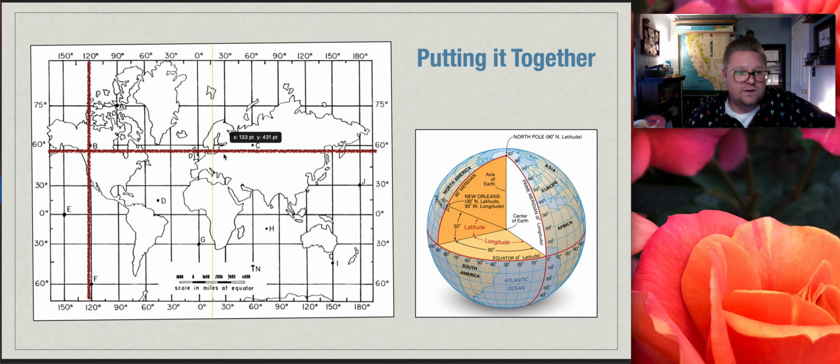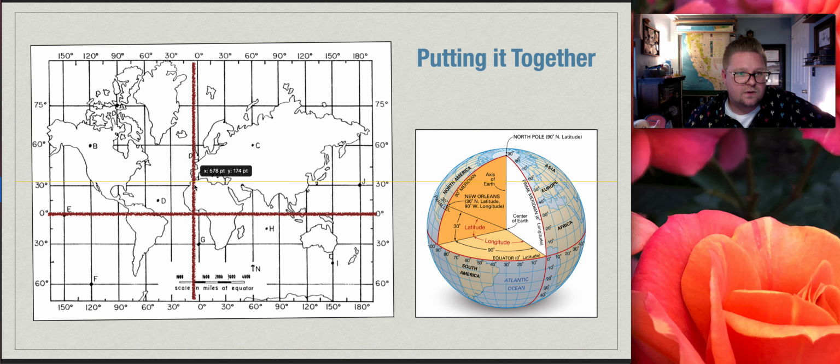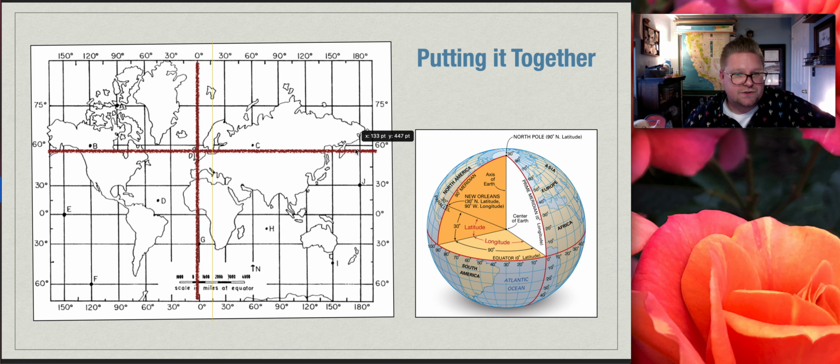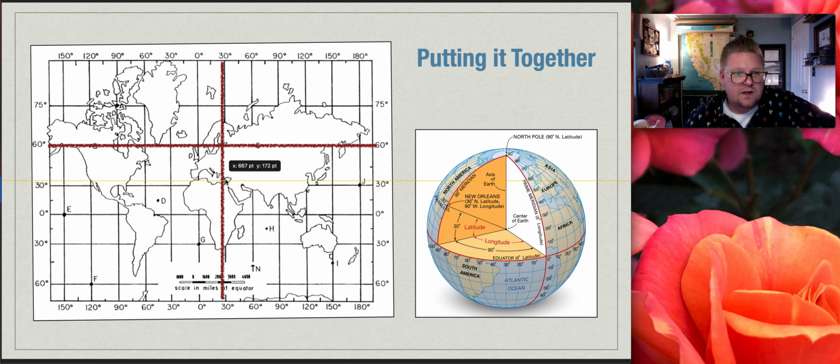Well, what if I wanted to measure, and I'll put this back down here to 0 so we can start fresh. What if I wanted to know the location of letter C? Well, I can do the same thing. It's also on 60 north, but this time we see it's on 60 degrees east. It's east of the prime meridian. Again, the prime meridian is going to be 0. It runs through the Royal Observatory of Greenwich, England.